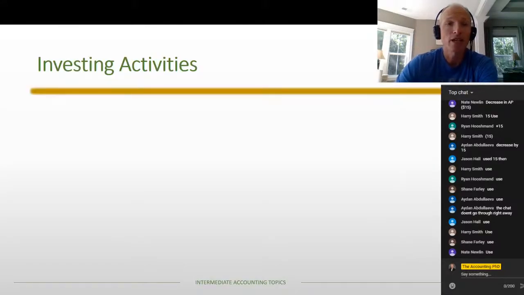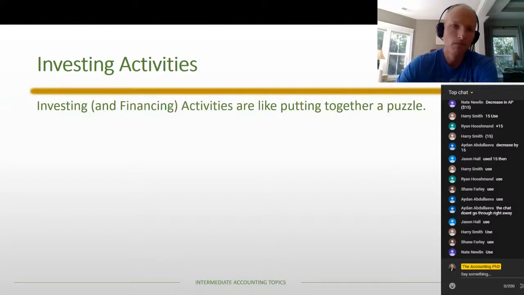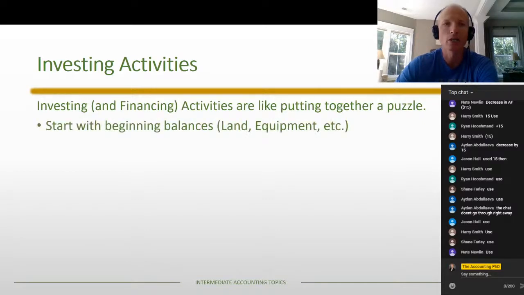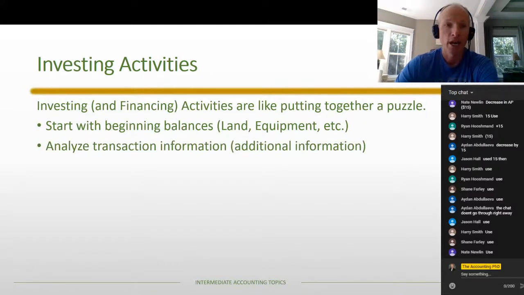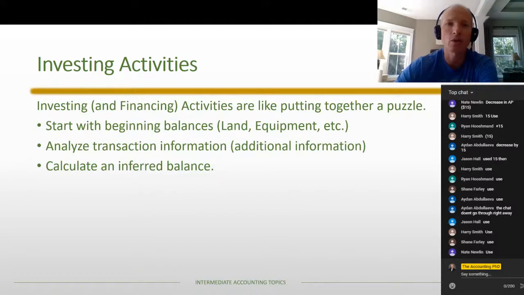So when we talk about investing activities, financing is kind of the same way. This is definitely more like the puzzle part of the problem. You're going to start with the beginning balance in whatever account you're focused on. You're going to analyze transactional information. So there's some additional information that will be part of these problems, and you need to analyze that information. You're going to calculate from that information what the balance ought to be.